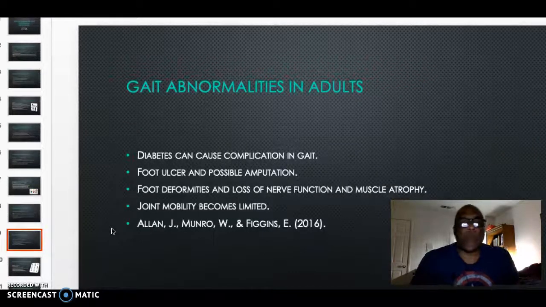Gait abnormalities in adults. Adults with diabetes can have complications in gait. Foot ulcers and a possible amputation might occur, and foot deformities, loss of nerve function, and muscle atrophy. Joint mobility becomes limited. So somebody with diabetes might experience all these things that could definitely affect the way they walk due to nerve damage, or obviously having your foot amputated will definitely affect your gait. And ongoing foot ulcers in diabetics will cause them to walk with a slight limp or maybe favor one foot over the other.